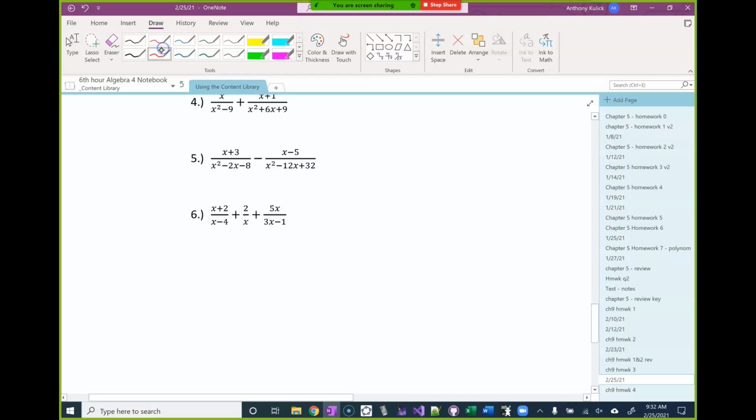So this is just an adding problem. The first thing I'd want to do is try to factor, but there's nothing to factor here, right? Since there's nothing to factor, I'll go straight to building my least common denominator. I see that I have 3 distinct prime pieces, so my least common denominator is just going to be the product of those 3 distinct prime pieces.